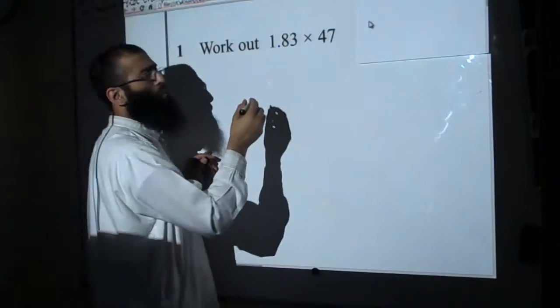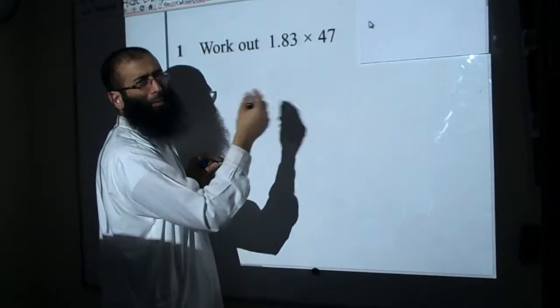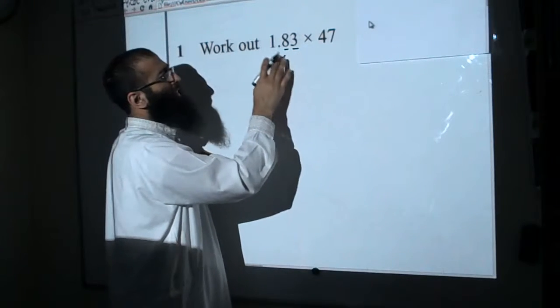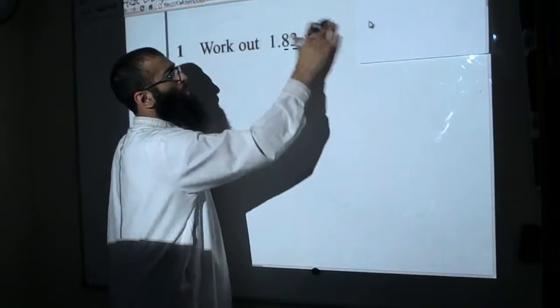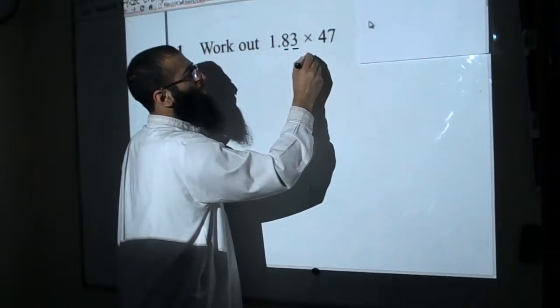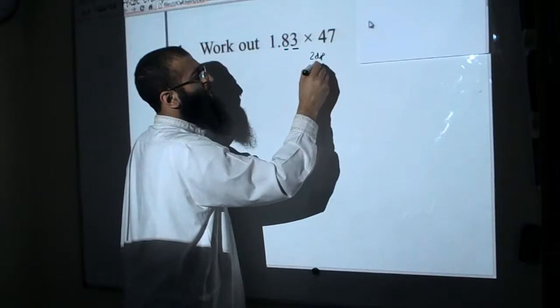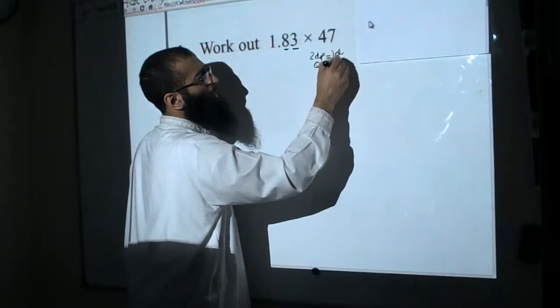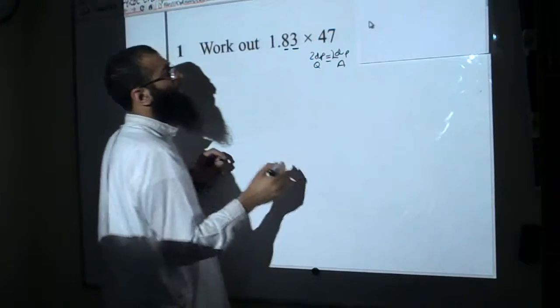What I'm going to do first of all is count the number of decimal places in my question. This will become apparent in a bit. Here, 1, 2 decimal places in this whole question. So we say 2 decimal places in the question, which will mean we'll have 2 decimal places in my answer. So let's get started.